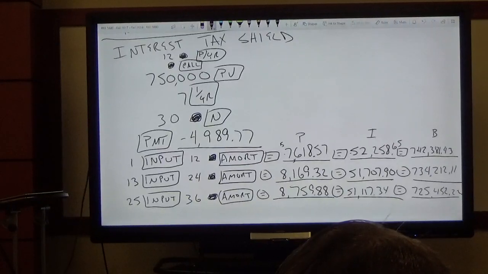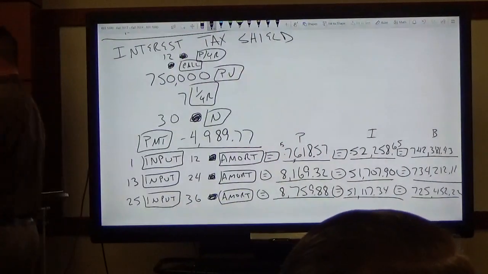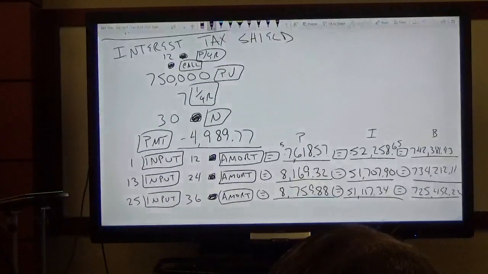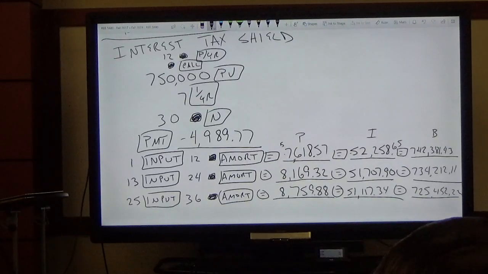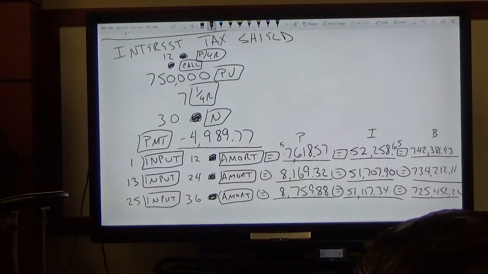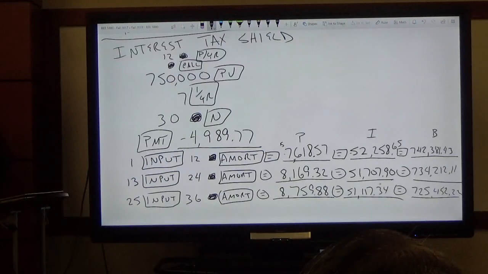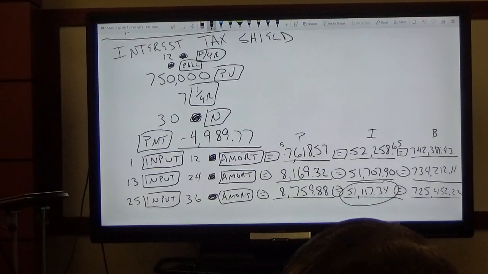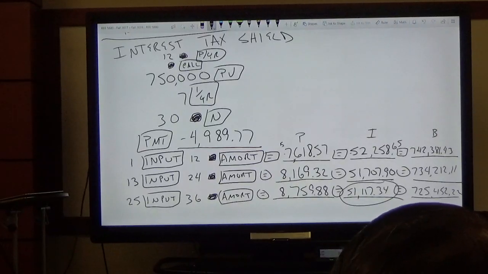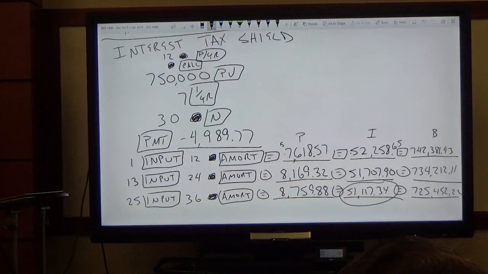All right, so if I were to simply ask you, what is the dollar amount of interest that you would get to take as a deduction, let's say in year 3, what would you tell me? 87.59. Oh, wait, that's the principal. I'm just going to be quiet today. 51,117.34. That would be the answer, yes. Okay, once again, if I simply were to ask you, what is the amount of the interest that you will get to take as a tax deduction in the third year for this loan, what would it be?